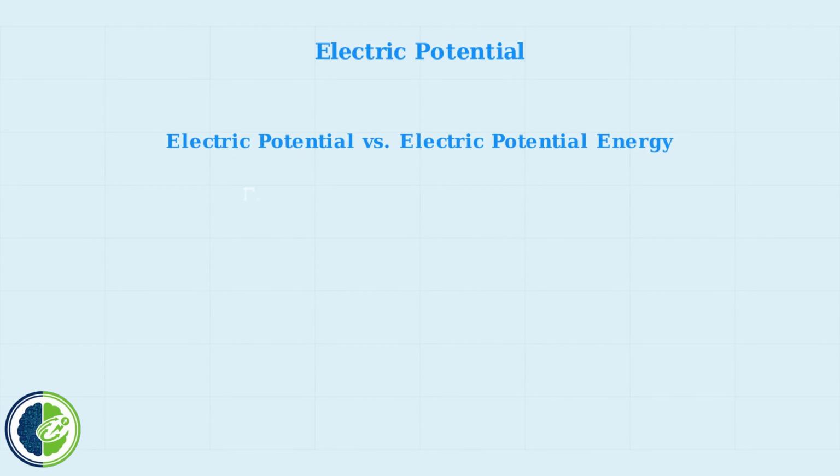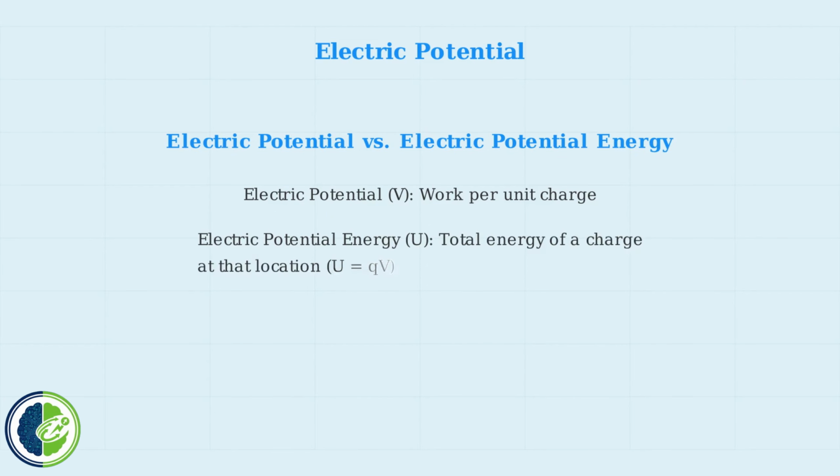It's crucial to distinguish electric potential from electric potential energy. Electric potential is the work per unit charge and is a property of the electric field itself. Electric potential energy, on the other hand, is the total energy that a specific charge possesses due to its location, calculated as charge times potential.